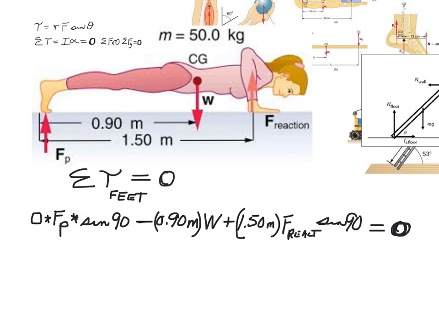Then the next force gives a negative torque, so I put a negative sign. The distance is 0.9 meters, so I put that in. The force is the weight of the person, which is going to be mg. I didn't put that in yet. And then the positive torque is the 150 times the reaction force that we're trying to find times the sine of 90. Oh, by the way, notice the person is flat and the weight force is straight down, so there should be a sine of 90 degrees here as well because the force is perpendicular to the person. Okay, now finish the algebra, put the numbers in, solve for the reaction force, and see if you can get the answer that I get.